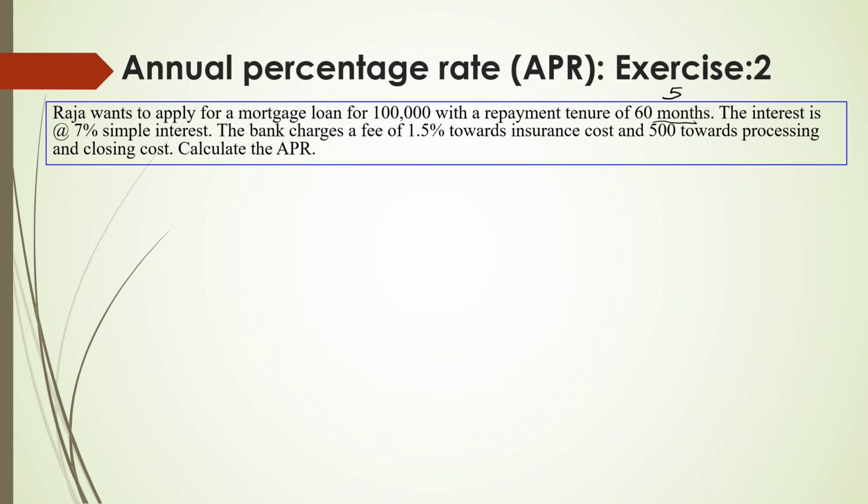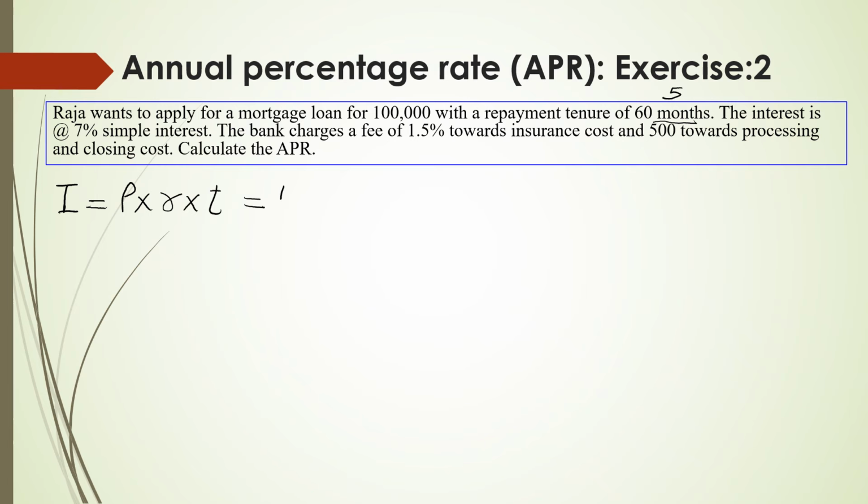The interest is at 7% simple interest. The bank charges a fee of 1.5% towards insurance cost and 500 towards processing and closing cost. We have to calculate the APR. So what I told you, we have to calculate the total cost of credit. We will write down all the things one by one. First we will calculate how much is the interest, because the major cost which we have to pay is the interest. So interest is equal to P into R into T.